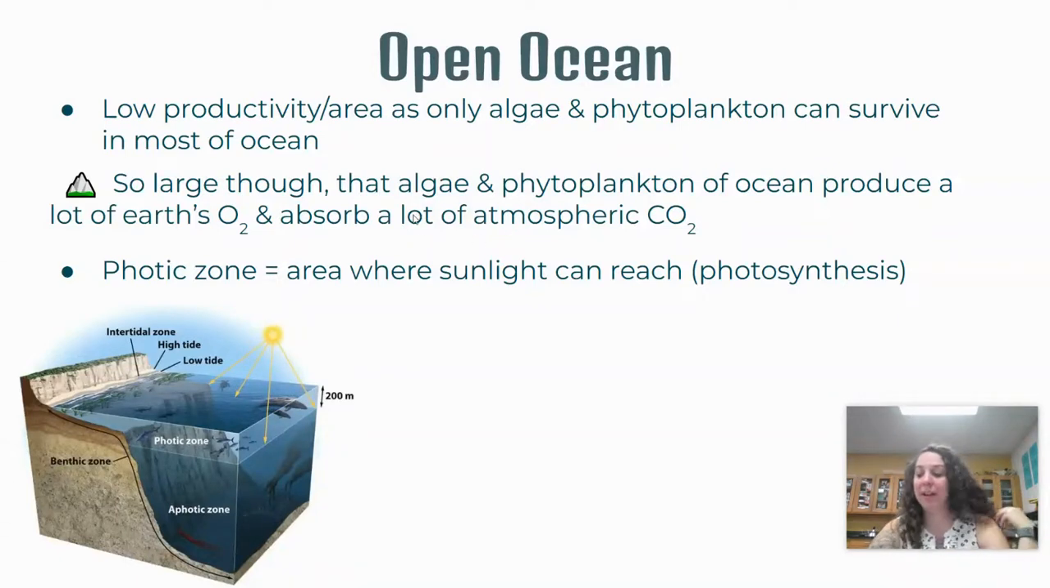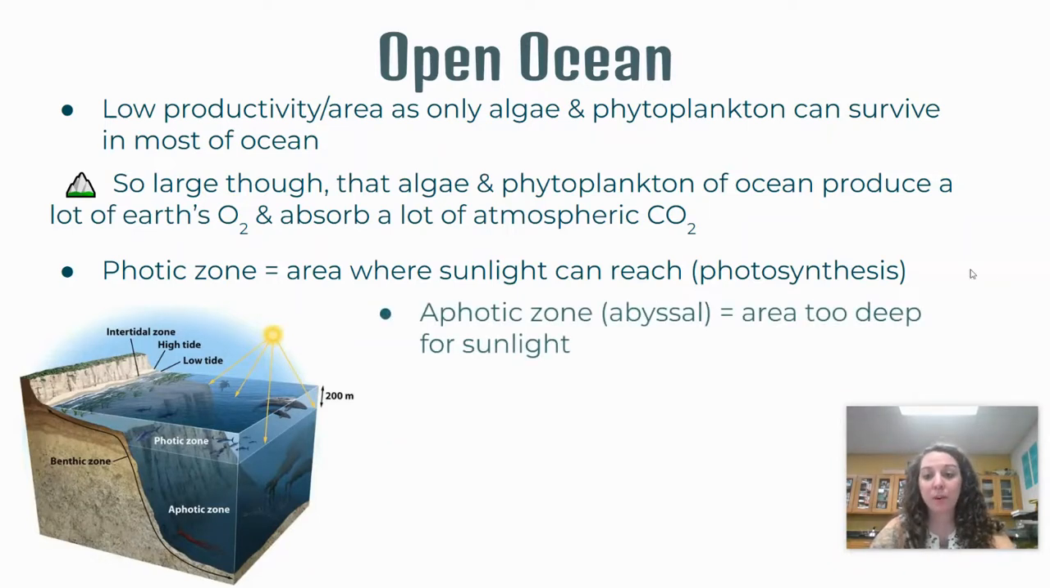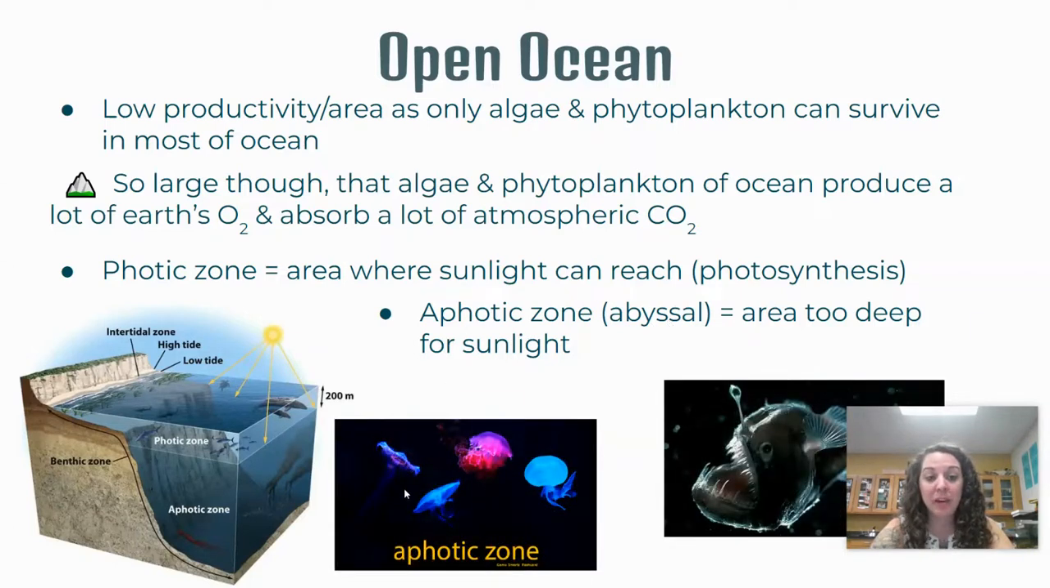The ocean also has some zones, okay? So we've got the photic zone, so that's where sunlight can reach. So that's where our photosynthesis is going to happen. We have the aphotic zone, or the abyssal zone, so that's too deep for sunlight. So a lot of organisms that live there are going to have adaptations that help them survive. They have to be adapted to very high pressures from all the water pushing down on them. A lot of them are bioluminescent, so they can see and navigate.